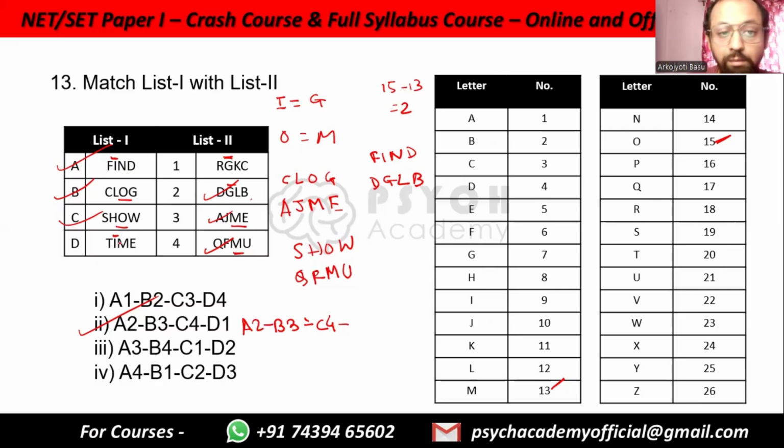And finally, anyway D and B has to be there. Let's still try it. TIME, I is equal to G, we already know. So again reducing by 2, because I reduced by 2 is G. T reduced by 2 is R. M reduced by 2 is K. E reduced by 2 is C. So RGKC, do we have that? Yes, RGKC we have that. So D1. A2, B3, C4, D1.